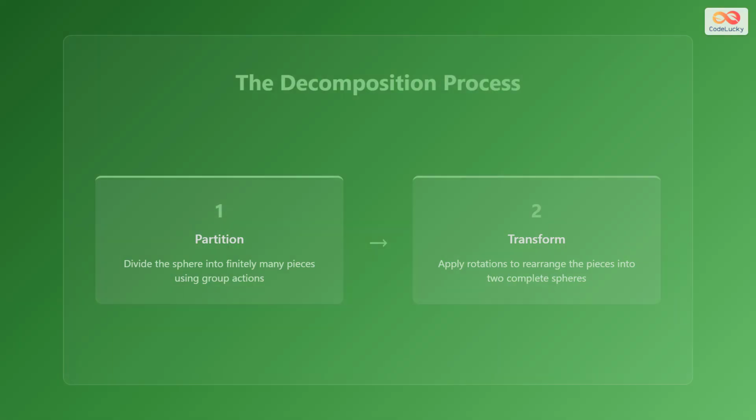So, how does the decomposition process actually work? First, we partition the sphere, dividing it into finitely many pieces using the group actions we discussed earlier. Then we transform these pieces by applying rotations to rearrange them into two complete spheres. It's like a mathematical puzzle where the pieces fit together in a surprising way.